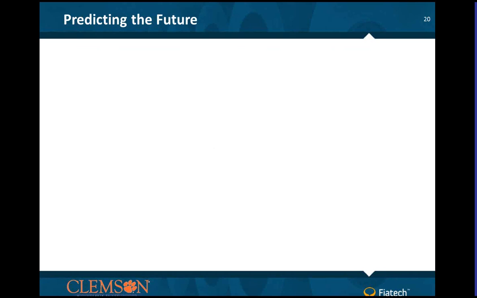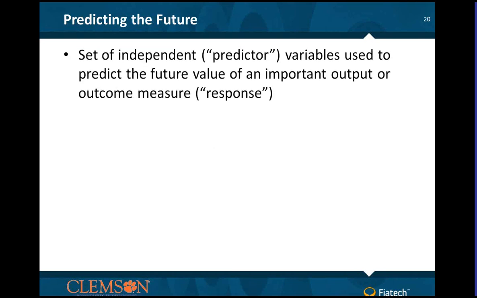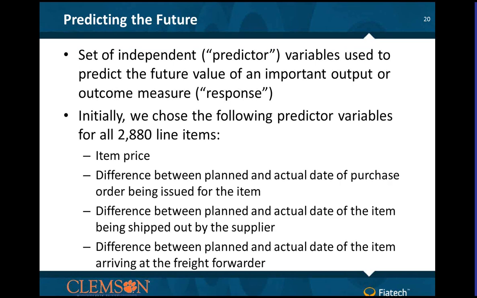So again, we're trying here to predict the future. So we have predictor variables that are trying to guess a response. So if we take these factors here: the price of an item we asked for. We asked for the difference between plan and actual, those positive and negative numbers. They gave us the raw numbers. We computed the differences.